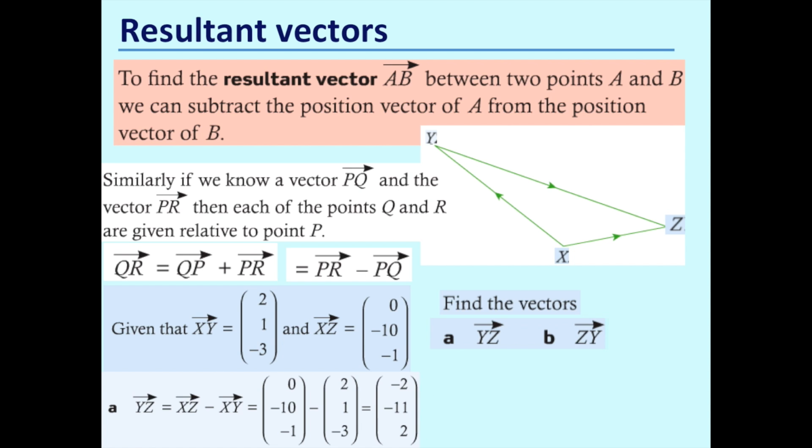Part B then, not quite as hard as it looks. We're being asked to find ZY. Now we should be able to recognize that ZY is going to be the same as negative YZ. We've already found in part A what YZ is. So all we need to do is take the negative of our answer in part A, and that will give us vector ZY, which is just going to be (2, 11, -2).